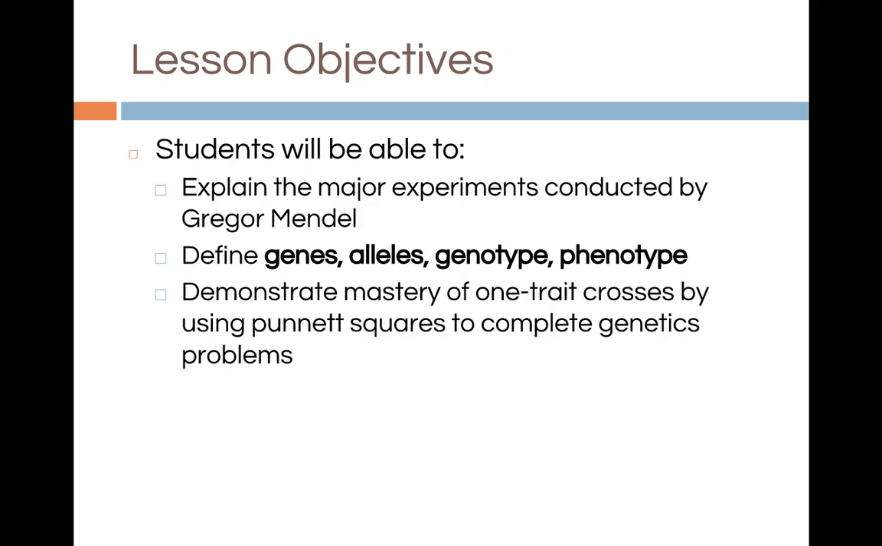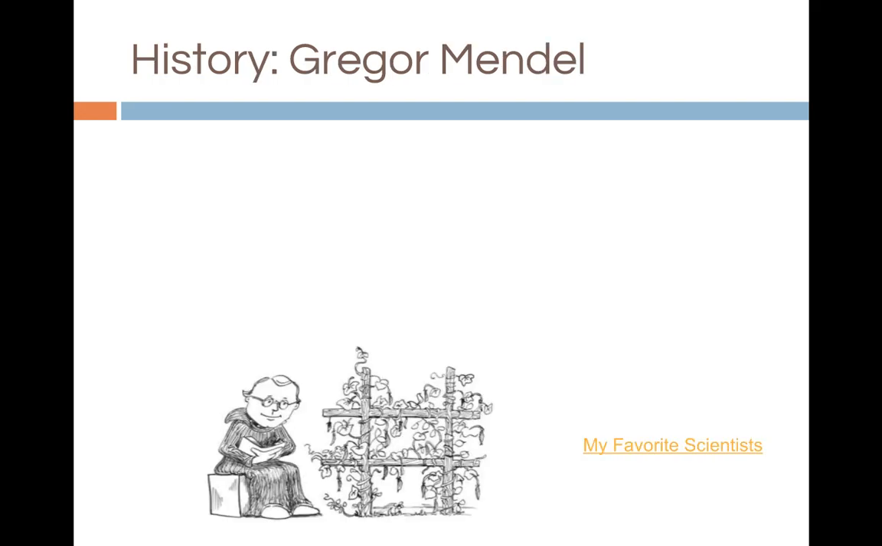You're definitely going to have definitions for these words: genes, alleles, genotype, phenotype, among some others. And hopefully, after you practice a little bit, you'll be able to do some one-trait crosses using Punnett squares. Hopefully that rings some pretty big bells because you did that in like 7th grade. So it should be something that you already know how to do, you just might not remember yet that you know how to do it.